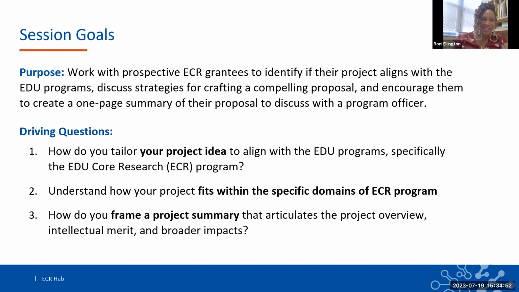Danielle shared with me earlier that some people have reached out and said, oh, I don't have this all worked out. That is totally okay. Part of this work is for you to think through the elements of the project summary so you can have something a little more robust than you may have now.